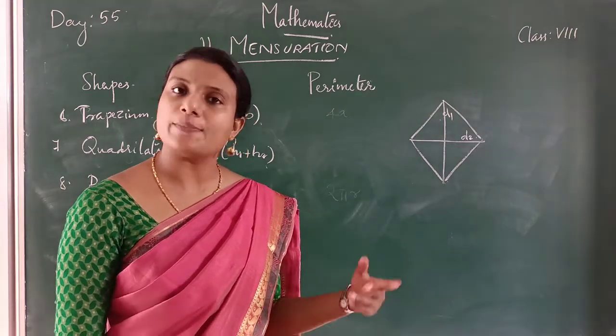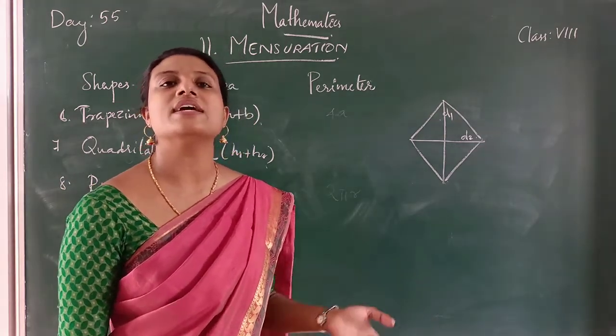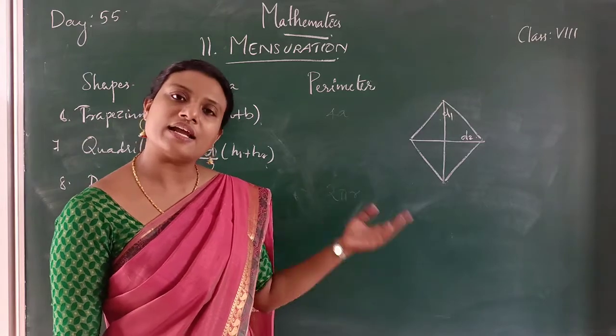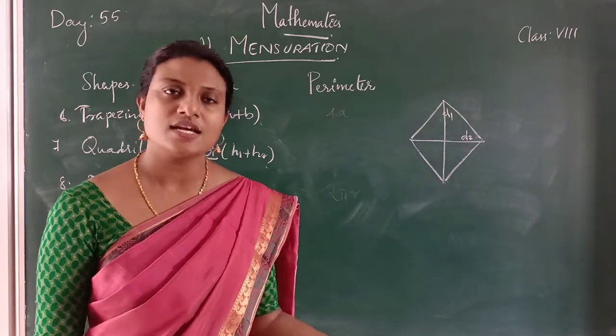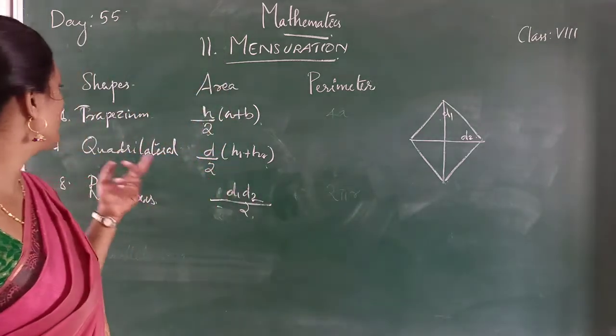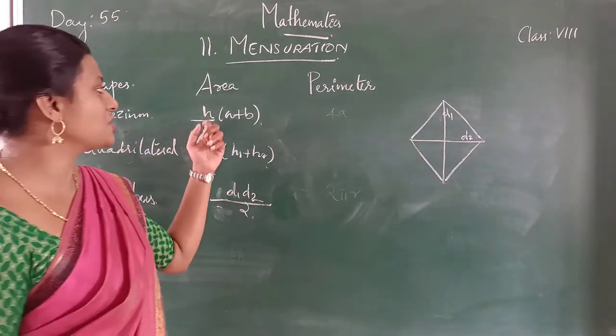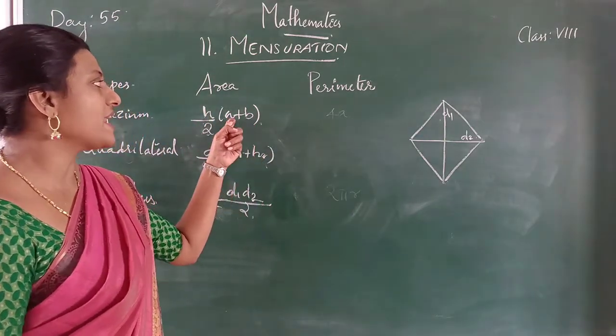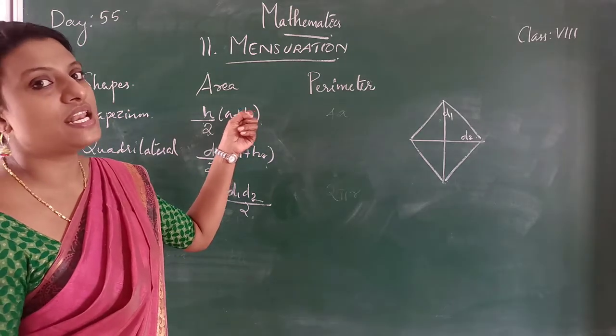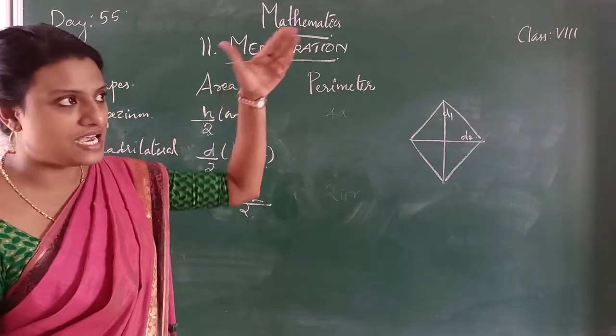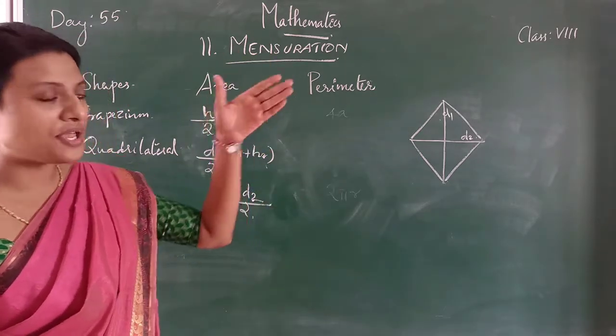Next we studied the parallelogram. Parallelogram area is base into height. Triangle is half into BH. After parallelogram, trapezium. Trapezium is h by 2 into a plus b, where a and b are what? The lengths of the parallel sides. And the lengths of the parallel sides are a and b.